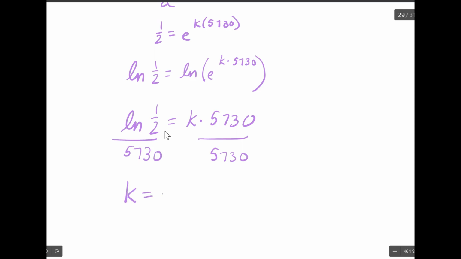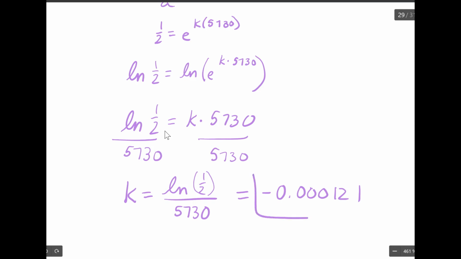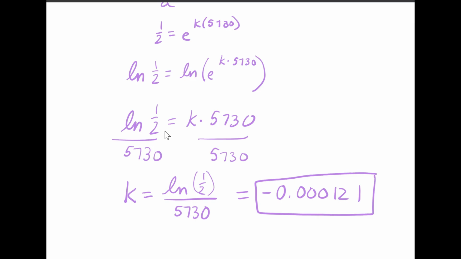So the value is going to be ln of 1/2 over 5,730. That's negative 0.000121. Is that what you got? Okay, perfect. Three zeros after? Yeah. Perfect. So that's a very, very small rate.